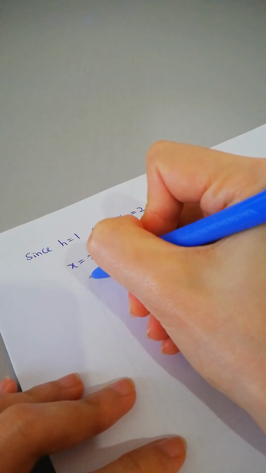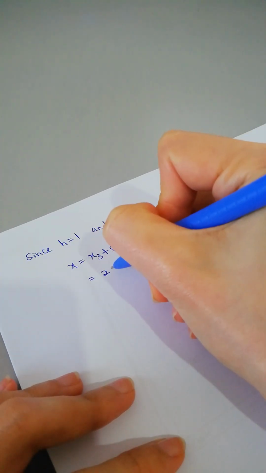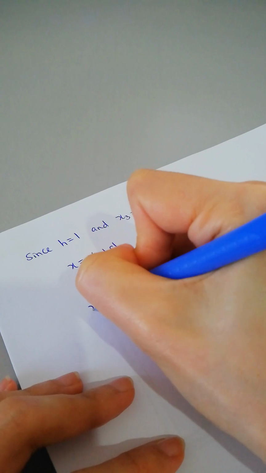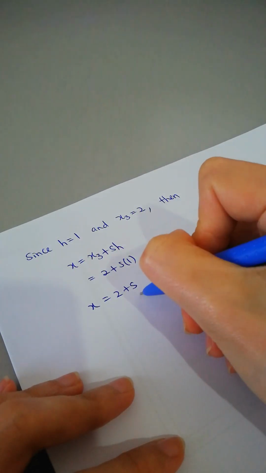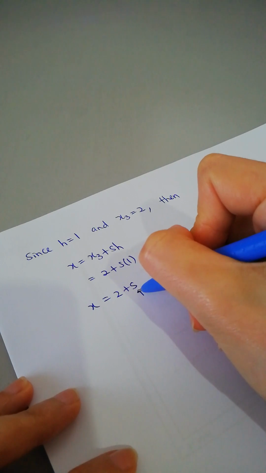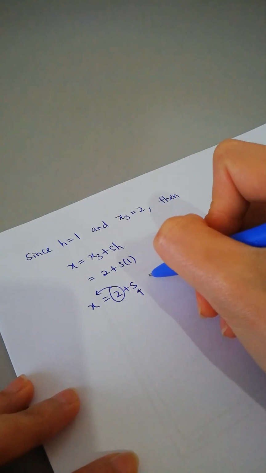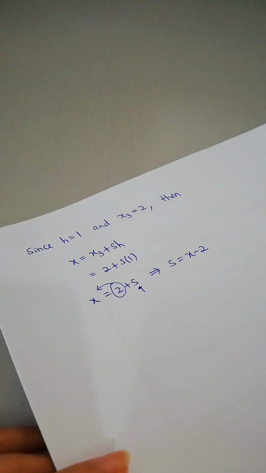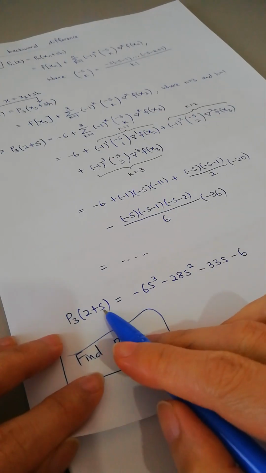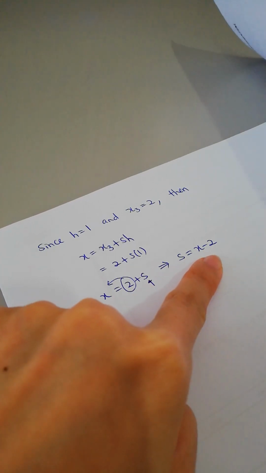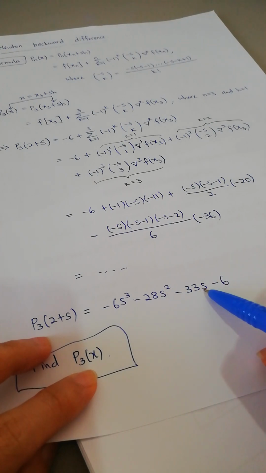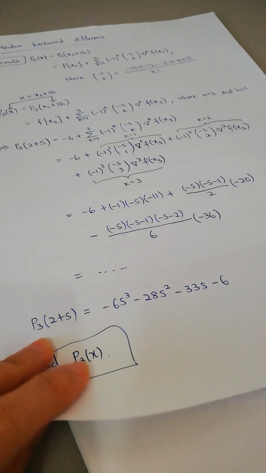Now you substitute your x3, which is equal to 2, and your h is 1, so you have s times 1. So that means you have x is equal to 2 plus s. So what is your s here? This is the one that you need to find. You want to find s in terms of x. So you move this to the other side, so that means s is equal to x minus 2. Then you substitute your s with x minus 2. So substitute here x minus 2 cubed, x minus 2 squared, and then minus x minus 2.